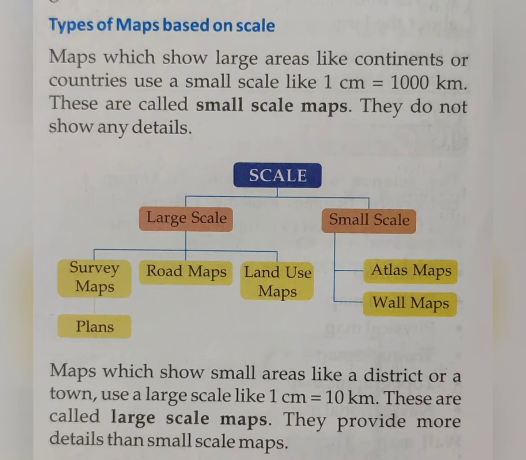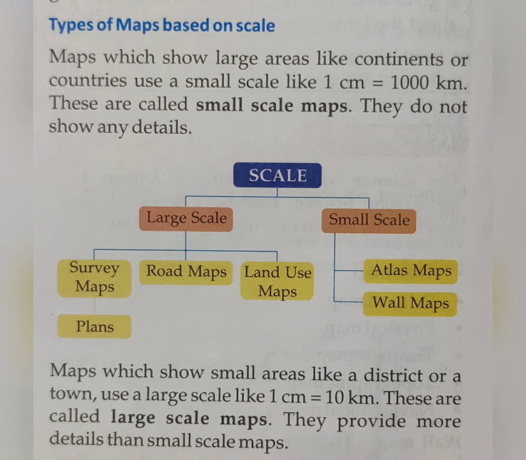First, maps which show a large area like continents or countries use a small scale like 1 centimeter is equal to 100 kilometers because it covers a large area. These are called small scale maps. They do not show many details.